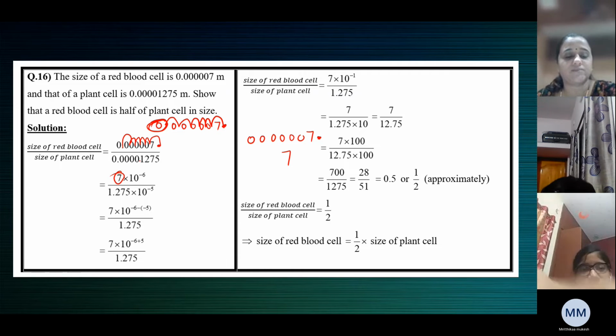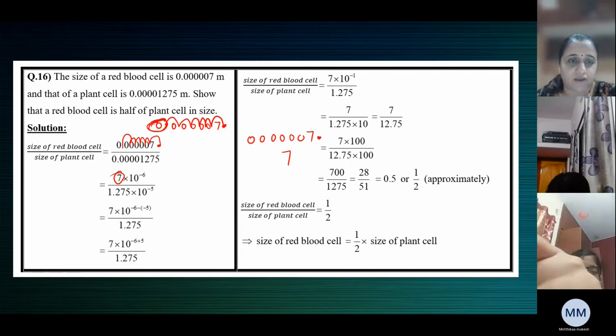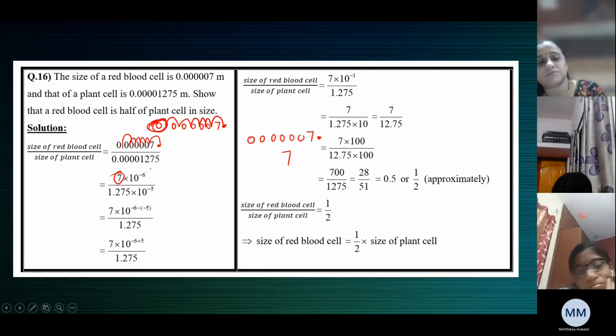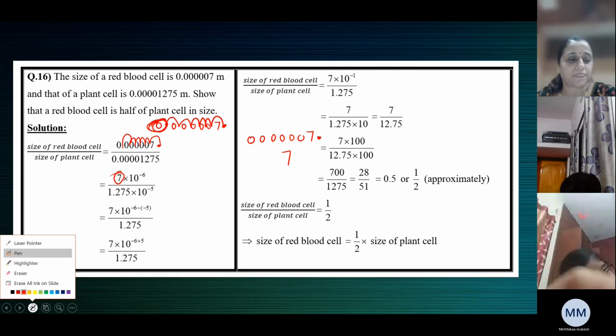So raise 10 to a negative power. When you increase the value of the number, raise 10 to a negative power. The number was 0 point something, and you've increased its value to 7. So when you increase it, give the opposite effect. Since you've moved the decimal point by 6 places, 10 will be raised to a negative 6.